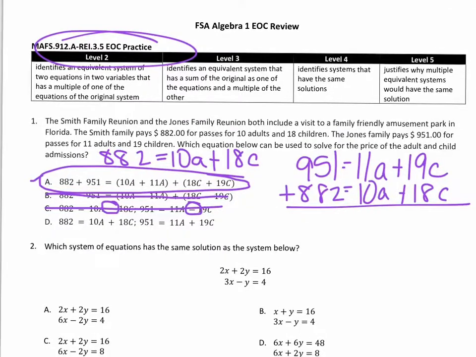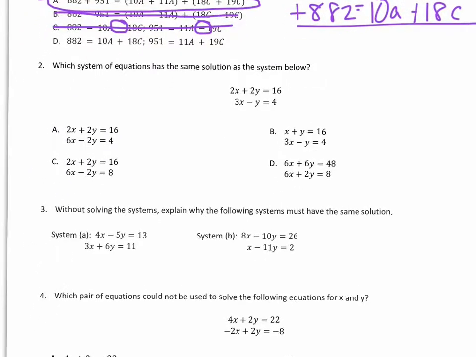So number 2, which system of equations has the same solution as the one below? So what they want you to do is to go ahead and do something to this equation to get these 4 equations. So let's take a look at A. A, the top row is the same. So the B, the bottom.